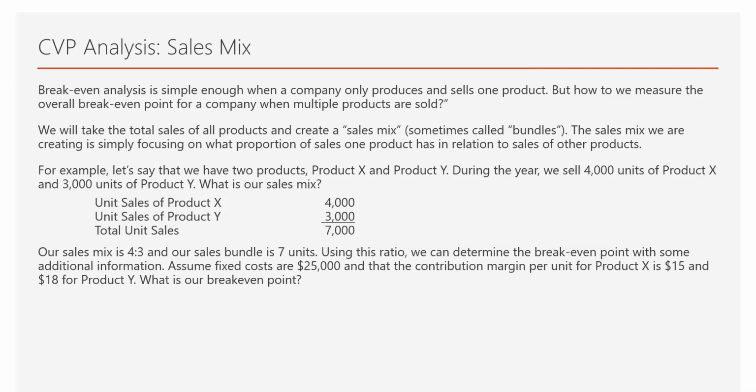So we have a bundle of 7 units, and our sales mix is 4 units of product X to 3 units of product Y. So we can now use this ratio to determine the break-even point with some additional information. Now we need some additional information here, and we're getting ready to provide it. Assume fixed costs are $25,000 and that the contribution margin per unit for product X is $15 and $18 for product Y. What is our break-even point?